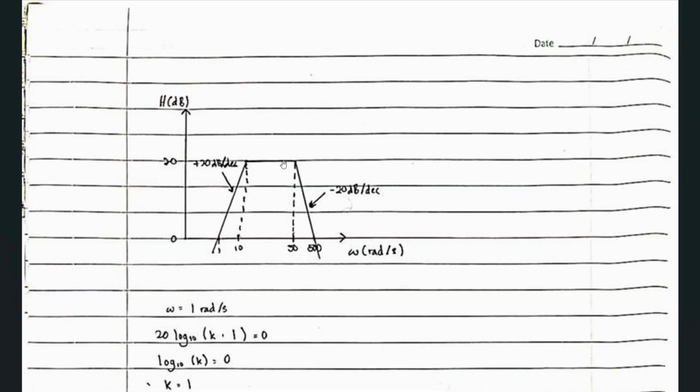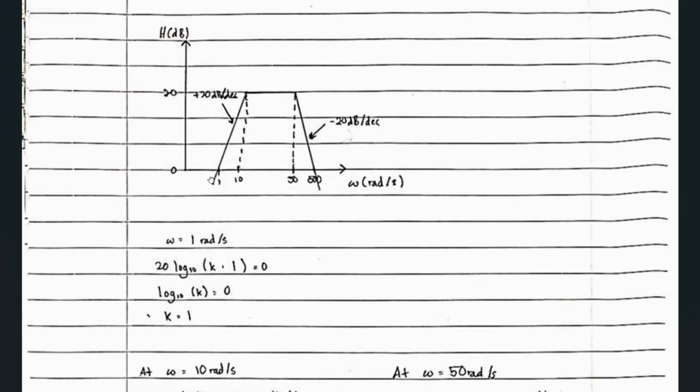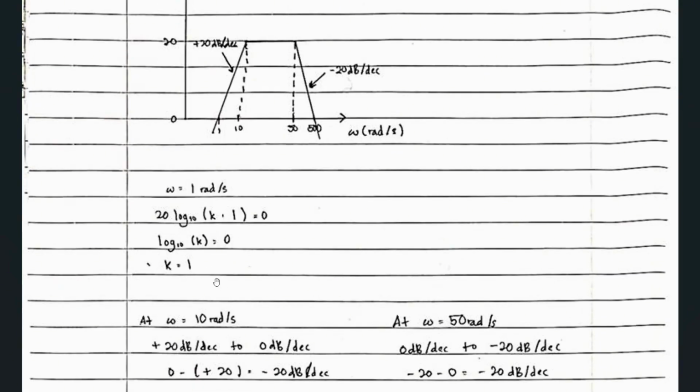I want to determine the transfer function from the Bode plot. Step 1, we determine the gain constant K at omega equals 1 radian per second. The magnitude is 0 decibel. So we take the equation 20 log base 10 of K, which equals 0. After that we get K equals 1.